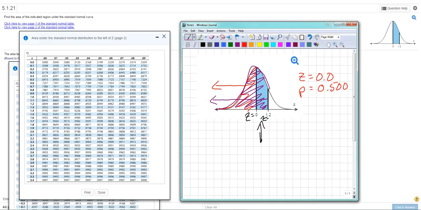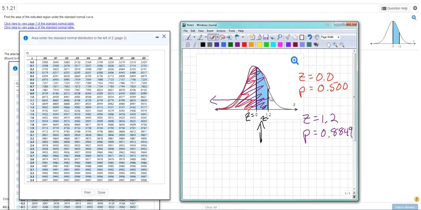Keeping in mind that we're going to have to go into the table over here and look for a z-score of 1.2, which means we come to the z column and we're going to come down to 1.2, and since this is 1.200, we're going to go ahead and look at this number right here, 0.8849, which means that for a z-score of 1.2, the probability or area is going to be 0.8849.